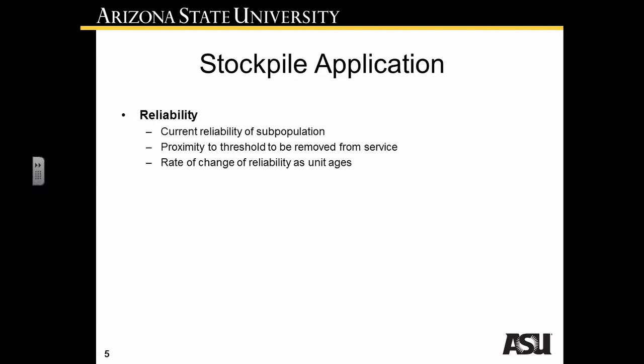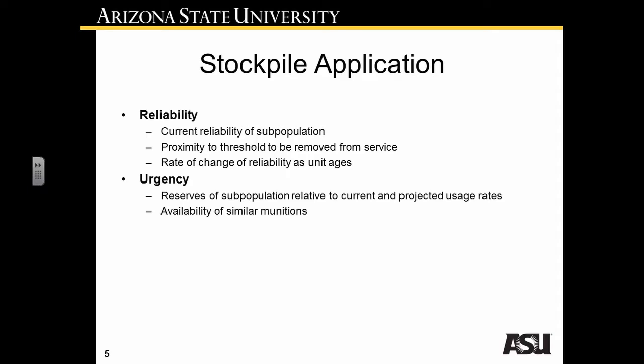So a few details about each of these. Reliability takes into account several measurements or metrics on reliability. So for example, the current reliability of each subpopulation, the proximity of the reliability to some certain threshold where the subpopulation would need to be removed from service, so it was at a point where it could no longer reliably be used, or the rate of change of the reliability as the unit ages.